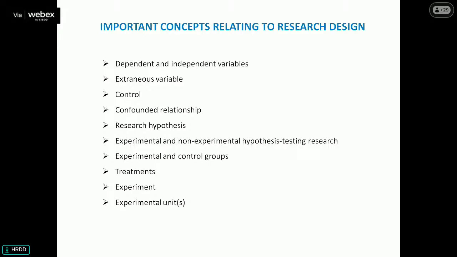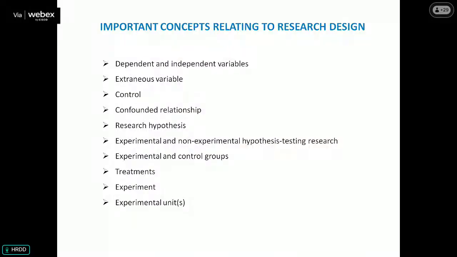First is dependent and independent variables. Second is extraneous variable. These are the terms used in research design. Second is control. Third, control. Fourth is confounded relationship. Fifth, you have already heard, research hypothesis. So research hypothesis also, as I told you, you will go back and forth. In research design also, the hypothesis is an important integral part. Experimental, non-experimental hypothesis testing research, experimental and control. So it is hypothesis testing research you are doing, either through experiment or without experiment.